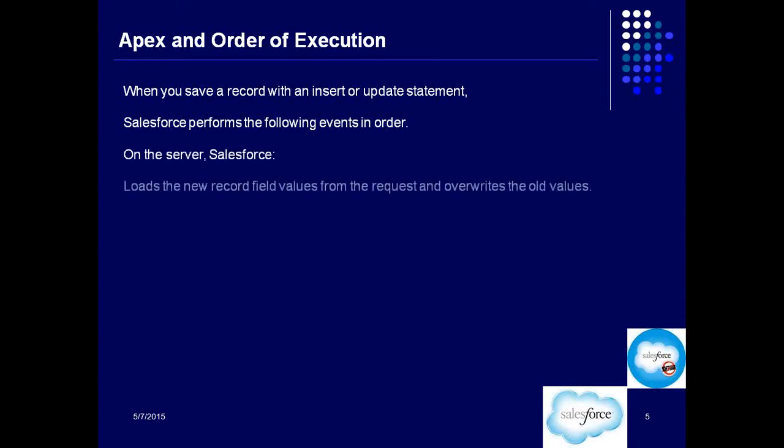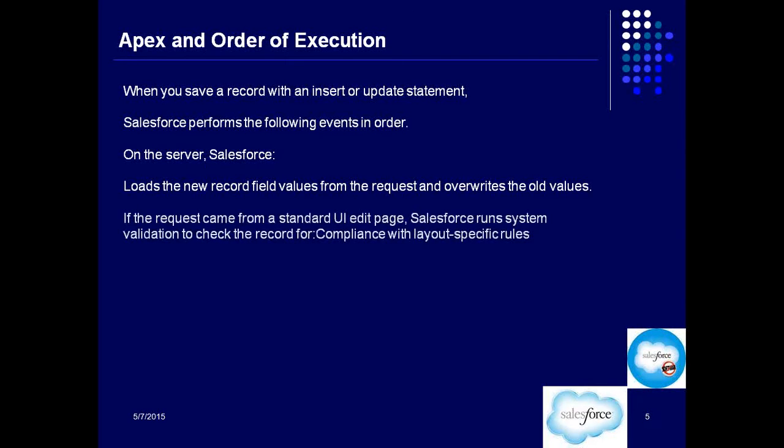On the server, Salesforce loads the new record field values from the request and overwrites the old values. So it takes the new field values, whatever you have supplied, and overwrites the old values. Definitely it will take the values that we have supplied. Then the second thing it does is it checks whether whatever insert or update statement we are using, or the data commitment, is happening from a standard UI edit page.